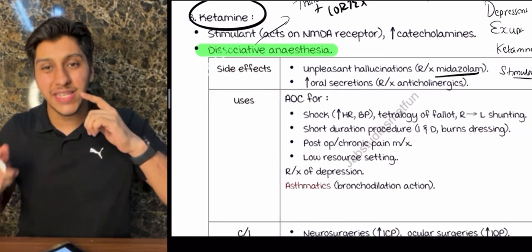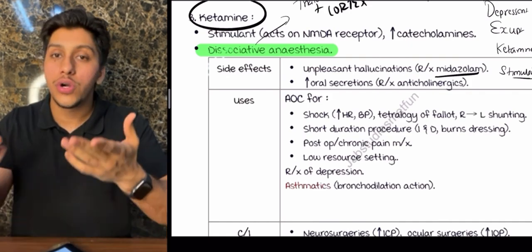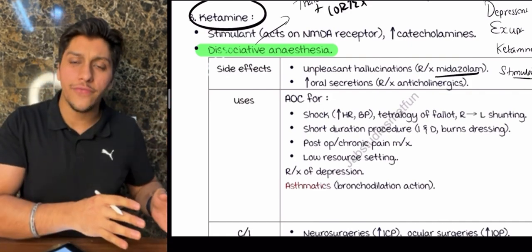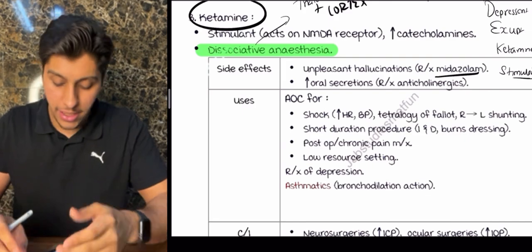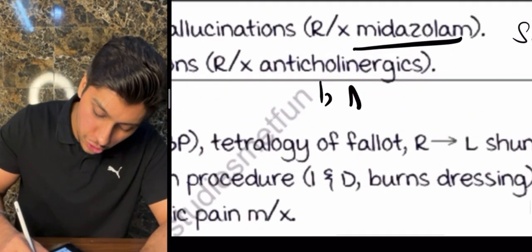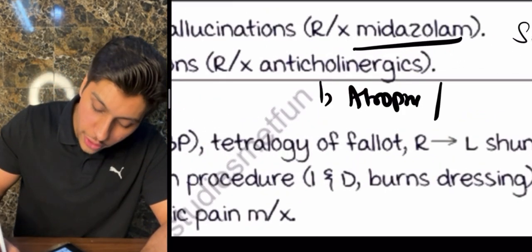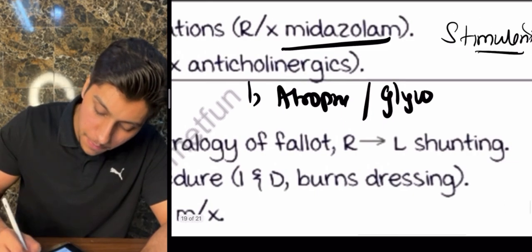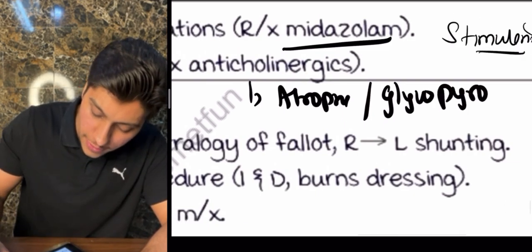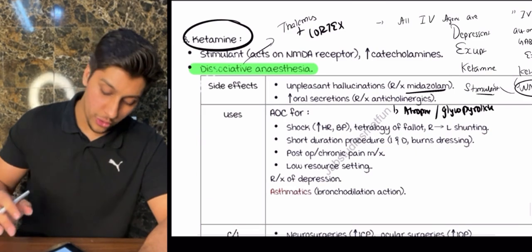Now ketamine causes an increase in oral secretions because of its cholinergic effect. So give some anticholinergics. Anticholinergics like atropine or glycopyrrolate can be given to reduce the oral secretions.